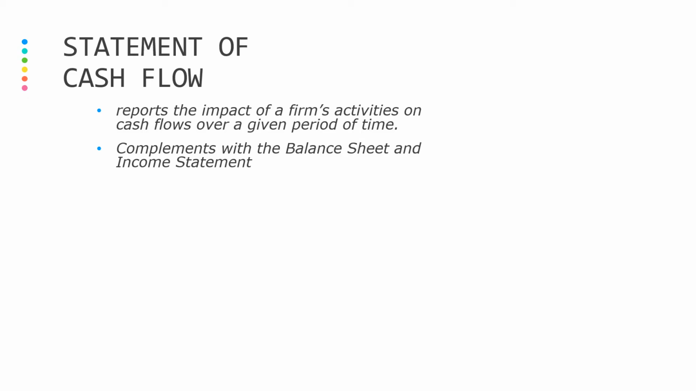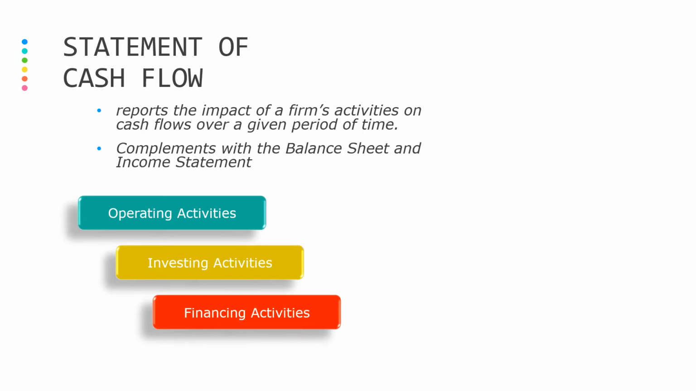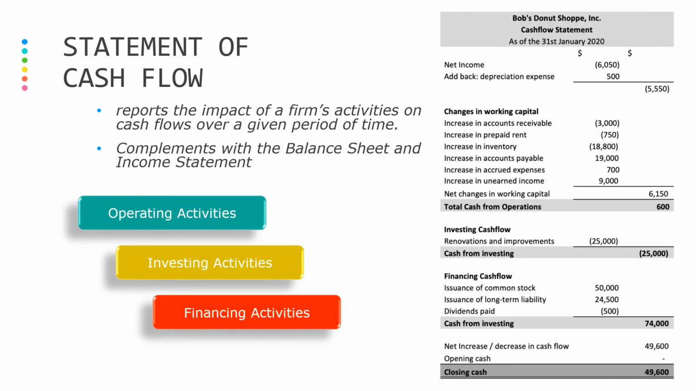Okay? Now, there are three main components of a cash flow statement, and these are: first is the operating activities, second is the investing activities, and third is the financing activities. Now, there are two methods of calculating cash flow. Before that, I'll be showing you an example of a cash flow statement. The two methods of calculating the cash flow are the direct method and the indirect method.